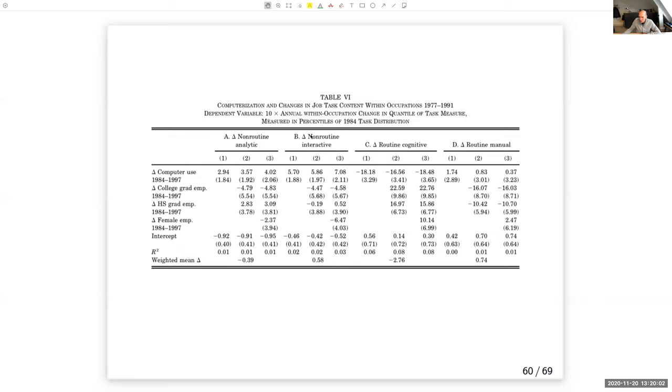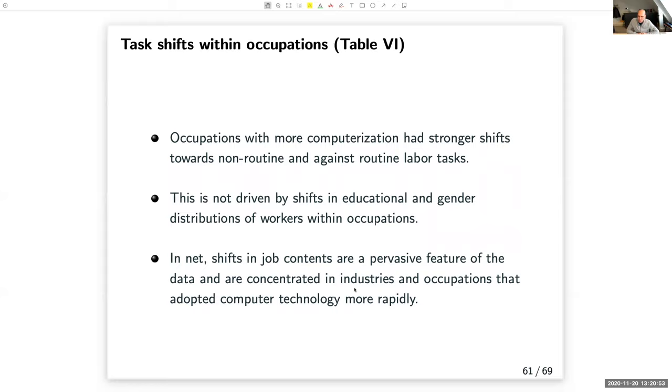For example, for the non-routine interactive tasks, the coefficient on computer use is positive and significant, even if you start controlling for changes in the task content within occupations that are driven by the changing composition in terms of education or gender in each of these occupations. And again, there are positive estimates on computer use for the non-routine and negative for the routine tasks, which is suggestive again of the idea that even within occupations the model seems to be at work to some extent.